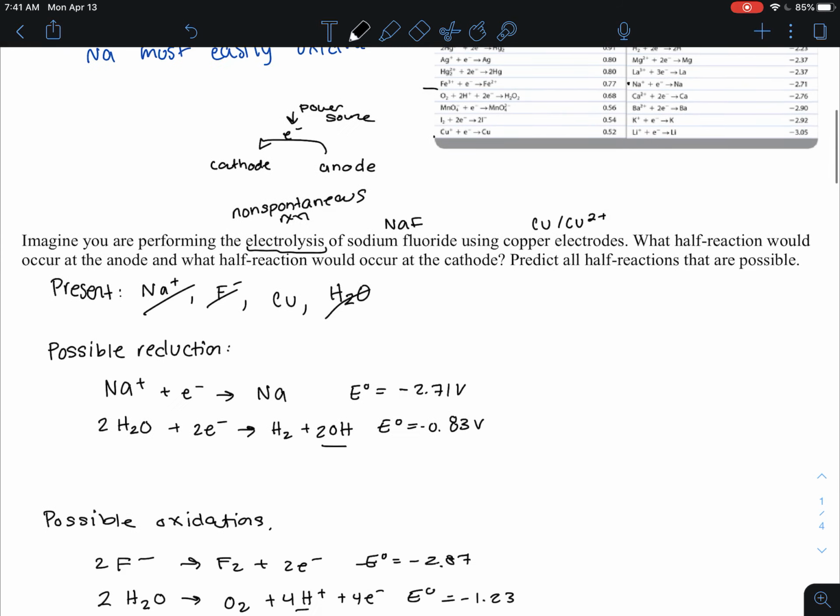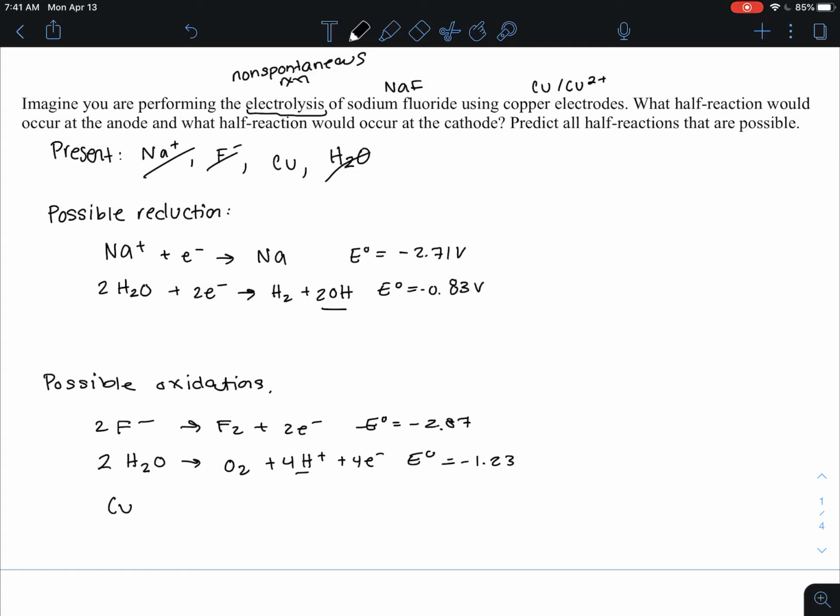Also copper 1. Copper 2, perfect. So then Cu2+ plus 2 electrons, flipping that would then be copper, 2 electrons, and then Cu2+, and the cell potential is, flipping that, 0.337. All right, so these are all your possibilities.